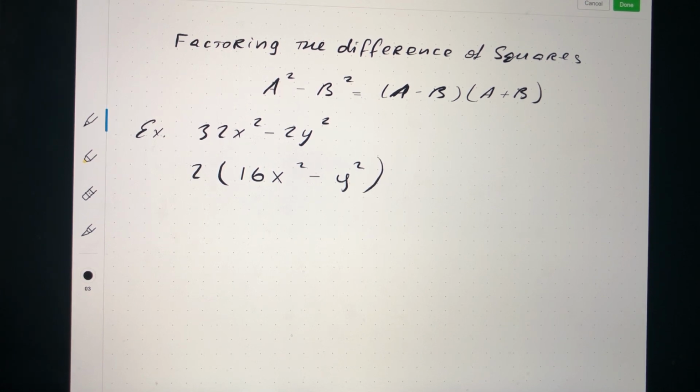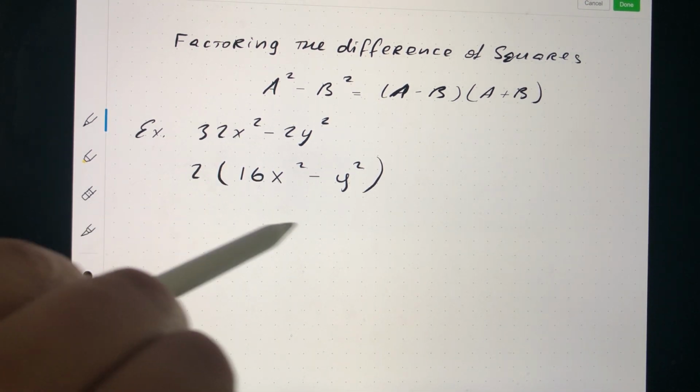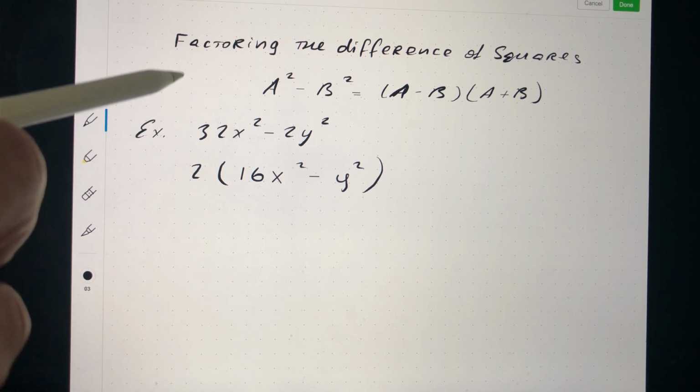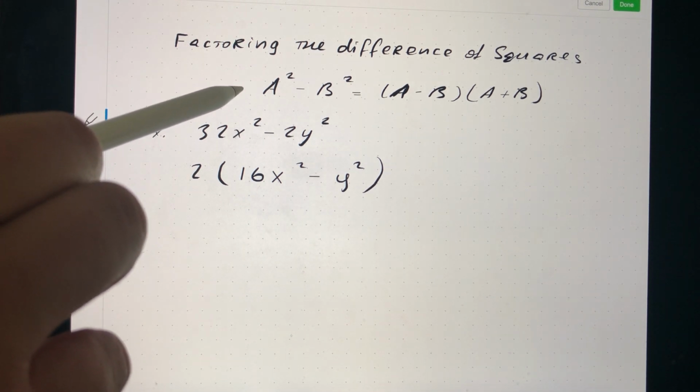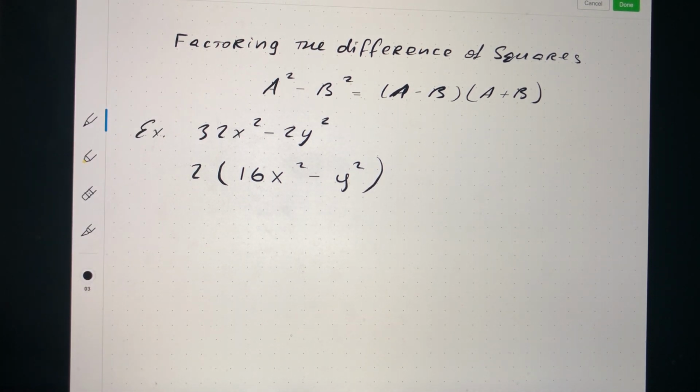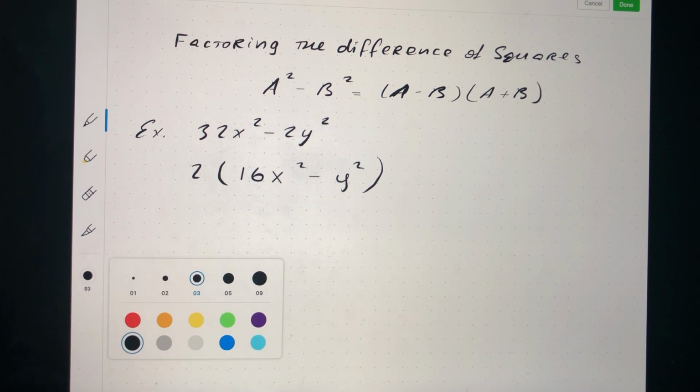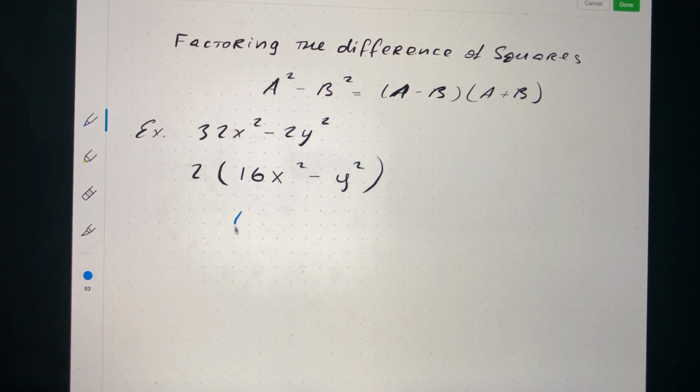So we see that we have a difference, there is a minus, and the two things are squares, which means we are looking at the template for the difference of squares. The a is something squared, so how can I write 16x squared as something squared? Well, to get 16 I will need 4 squared. To get the x squared I need the x.